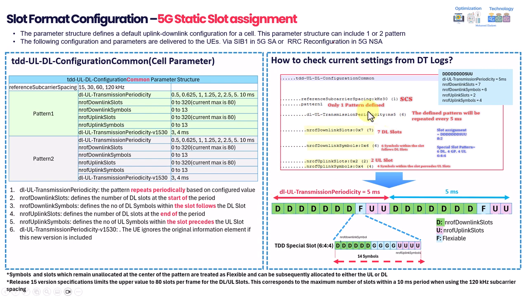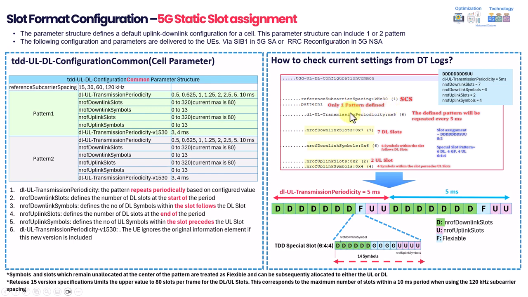During the RRC addition, this configuration will be delivered under the RRC reconfiguration message. You need to search for something called TDD uplink downlink configuration common, which is exactly the same as this one, and you'll find that it gives the exact same parameters we're showing here. The example I'm going through here is used to have one pattern.